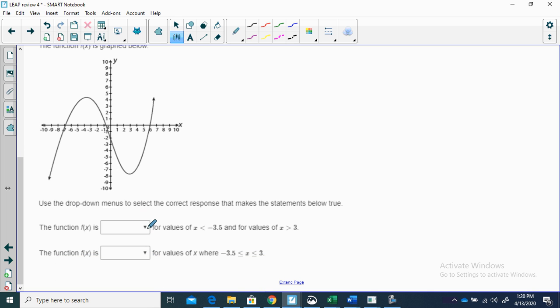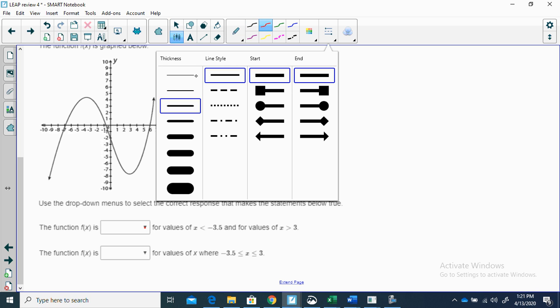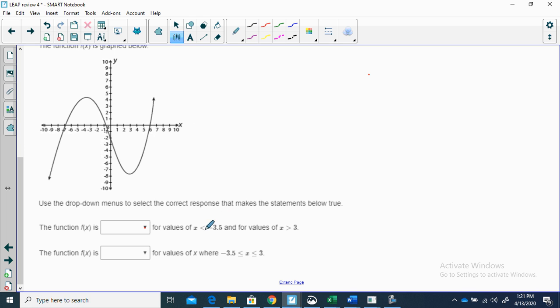Say the function is, let's see what our choices are. Let's pick our choices here. The function is either increasing or decreasing for values of x that are less than -3.5, and for values of x that are greater than 3. So let's look at the exact functions that they're talking about.